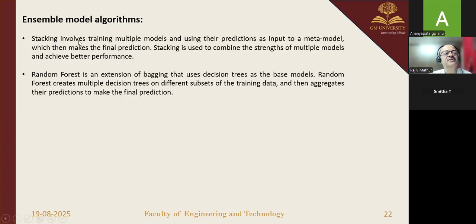Then you have stacking. Stacking involves training multiple models and using their predictions as input to a meta model, which then finally makes the final prediction. Stacking is used to combine the strengths of multiple models and achieve better performance. Then you have random forest. Random forest is an extension of bagging that uses decision trees as the base models. Random forest creates multiple decision trees on different subsets of training data and then aggregates their predictions to make the final prediction.